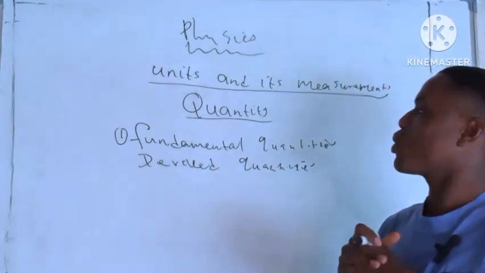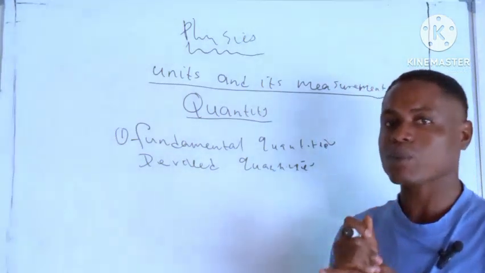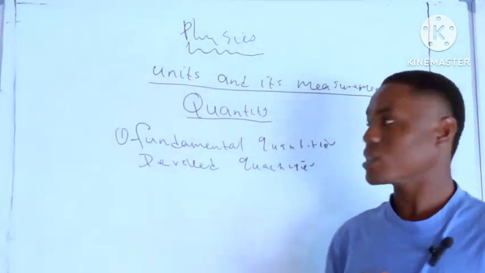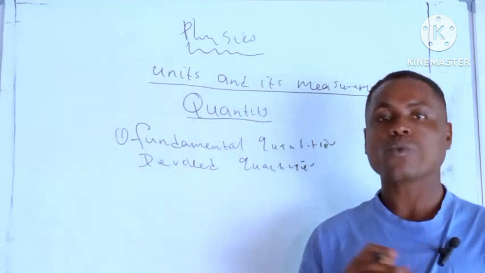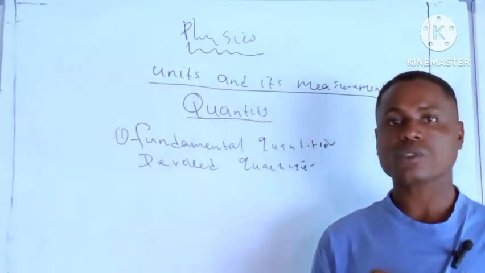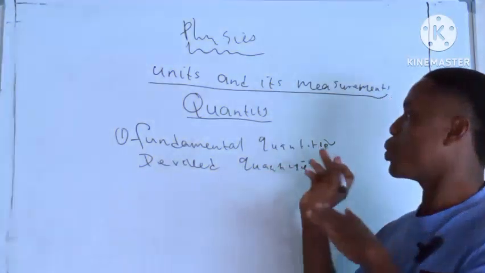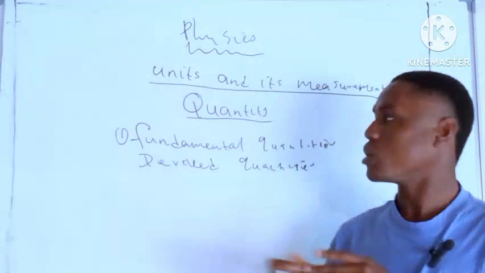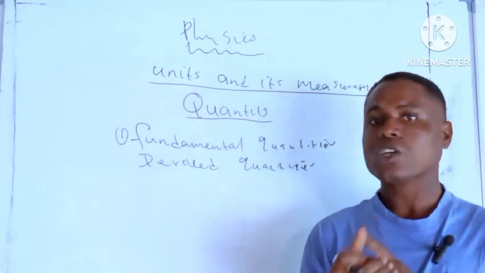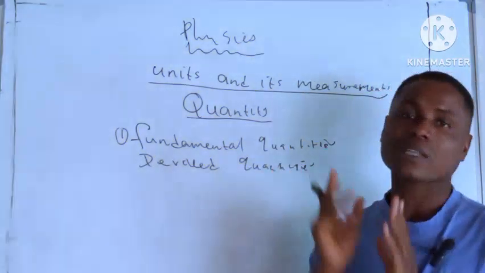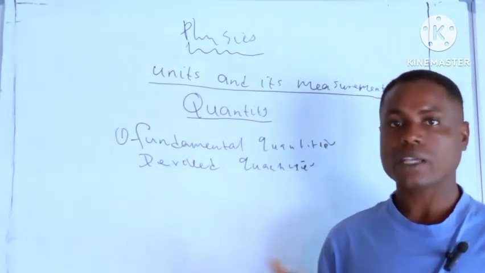So let's look at some examples of fundamental quantities and derived quantities, because in the exam you might be asked which of the following is a fundamental quantity or which of the following is a derived quantity. So you have to know the examples of fundamental quantities and derived quantities. I get it. So that if you come across this type of question, you can easily attempt it and move to the next question.